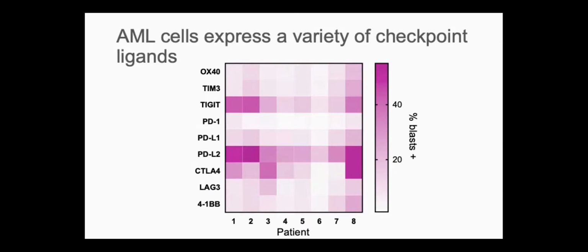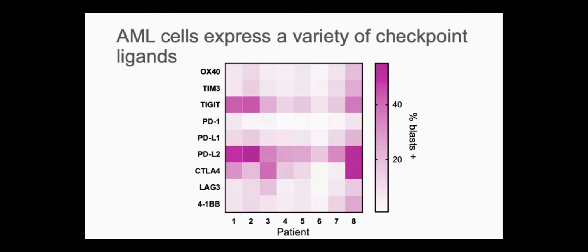So because we ran our experiment with a number of other checkpoints, we were able to go back and specifically look at the AML blasts from a variety of patients. In this particular heat map, we're looking at the fraction of AML cells, or the percentage of AML cells, that express a certain immune ligand across 8 different samples for which we had serial measurements.